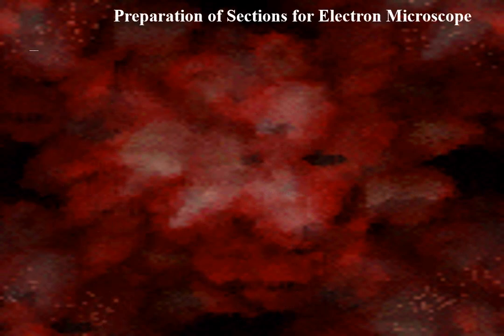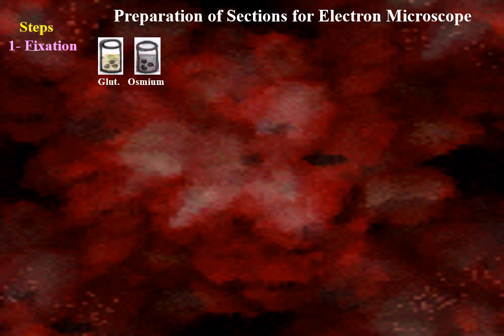Preparation of sections for electron microscope. Steps. Fixation: very small pieces are obtained and immediately put in glutaraldehyde followed by osmium. This is the fixative for electron microscope.